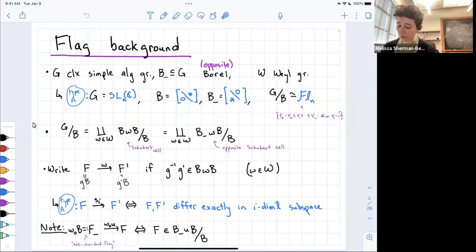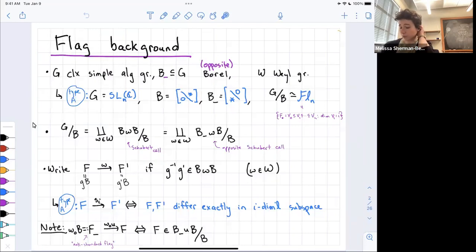Another important thing about G mod B to remember through the course of the talk is that it has two very nice and very well-studied decompositions. The first is into B orbits. Those are called Schubert cells. They're indexed by elements of the Weyl group. And the other decomposition is into B minus orbits. Those are called opposite Schubert cells. Pieces are still indexed by elements w in the Weyl group. Okay, so this is all kind of classical.